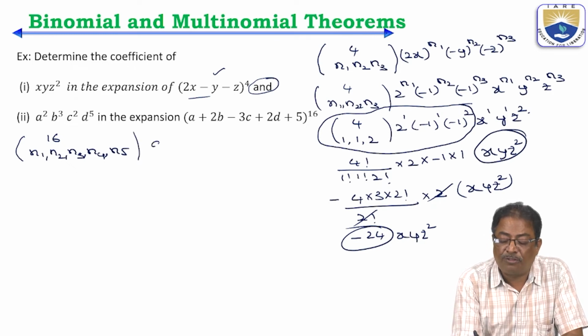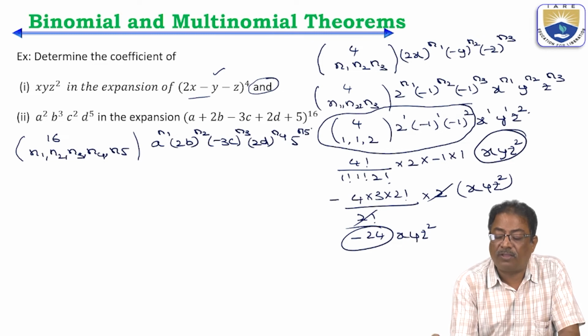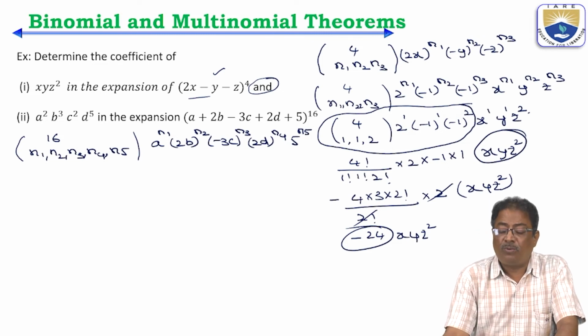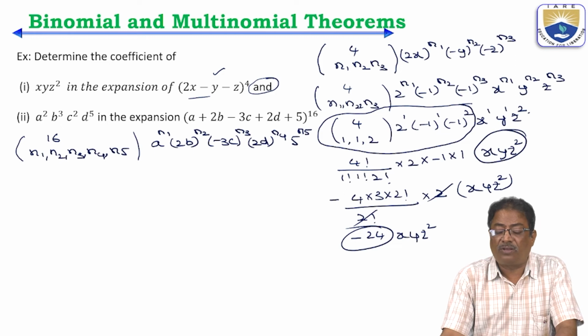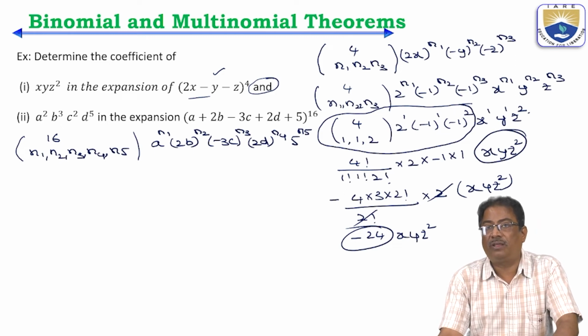So A to the power of n1. Next 2B to the power of n2. Next minus 3C to the power of n3. 2D to the power of n4. And 5 to the power of n5. Now we need to find out what are the values of n1, n2, n3, and of course n4, n5.